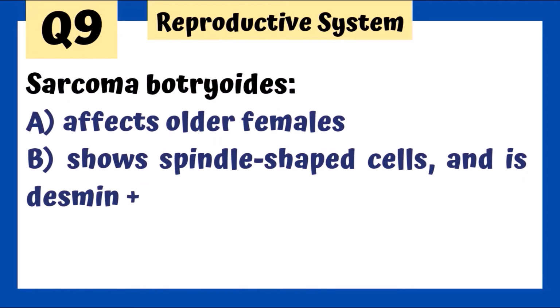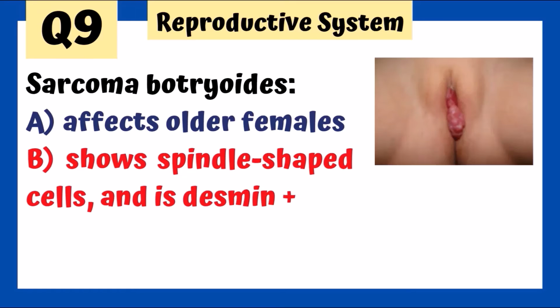Sarcoma botryoides affects older females or shows spindle-shaped cells and is desmin positive? So it does not affect older females. It's actually a condition that affects younger kids, like less than 4. And on histology, it shows spindle-shaped cells and is desmin positive. Over here we see the grape-like mass coming out of the perhaps 3-year-old baby's vaginal canal, and if you look at the histology, it shows spindle-shaped cells and is desmin positive.